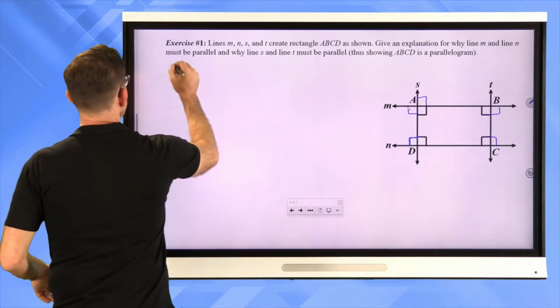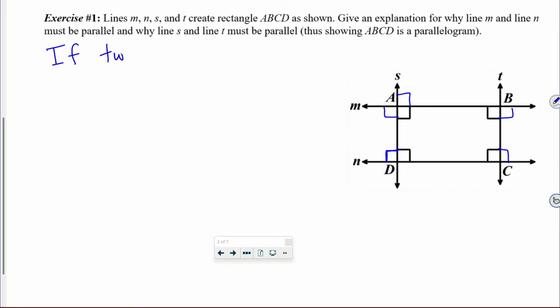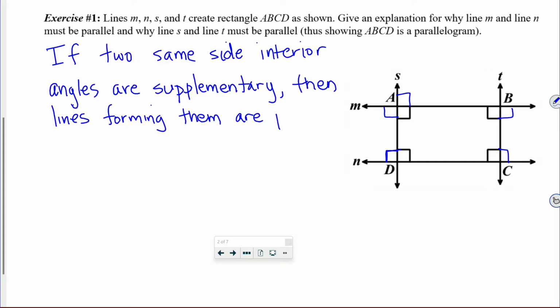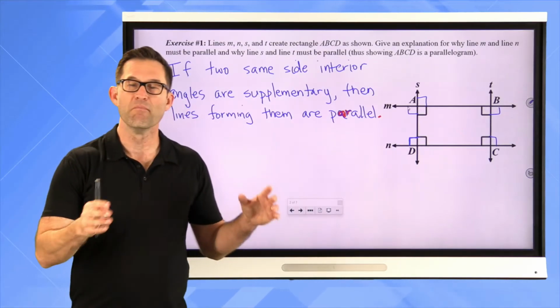So if 2 same side interior angles are supplementary, then lines forming them are parallel. And that one really just follows from the alternate interior angles being congruent making lines parallel.